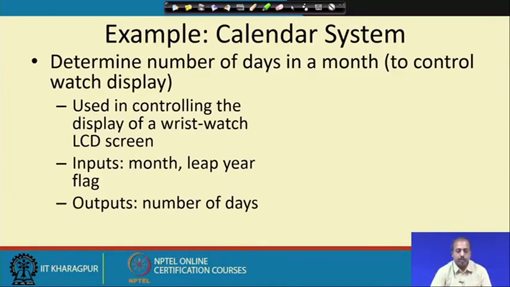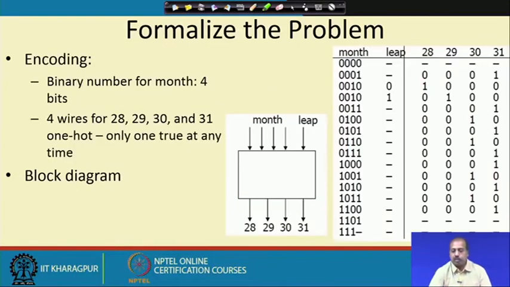So, I have to design a combinational circuit where the month will be one input, and whether the year is a leap year or not will be another input. It will output the number of days in the month. So, this is a typical example.